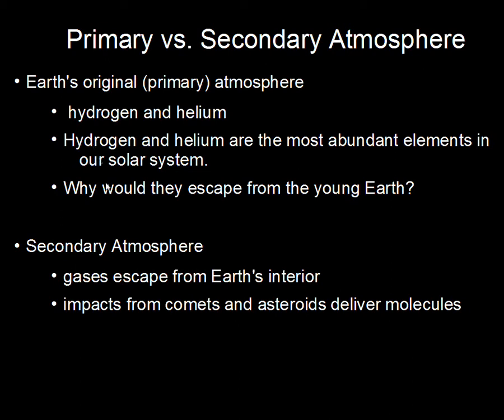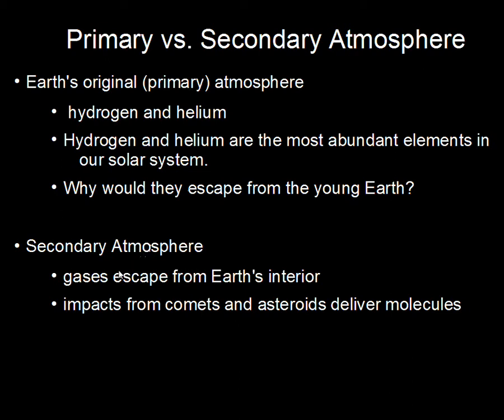Why would they be lost from the young Earth? Hydrogen, helium. Well, you might recall that atmospheres are lost if the planet doesn't have enough gravity and it's too warm. So the Earth, in its position from the Sun, had a temperature that enabled the hydrogen and helium to obtain escape velocity. The Earth did not have enough mass to have enough gravity to retain hydrogen and helium. So we lost that atmosphere, and we have a secondary atmosphere.